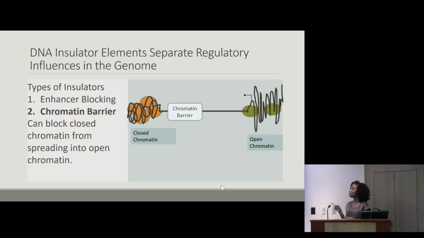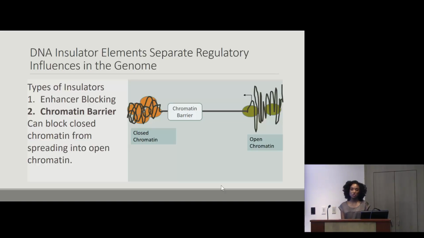Your chromatin barrier is shown here in the diagram, and it can block closed chromatin from closing open chromatin. And here you have your orange circles, which are the closed DNA, and the DNA is tightly compacted around histones or proteins. And then you have your open DNA, or open chromatin, which are the little green balls. And the DNA is more open here. You can see the higher marks.